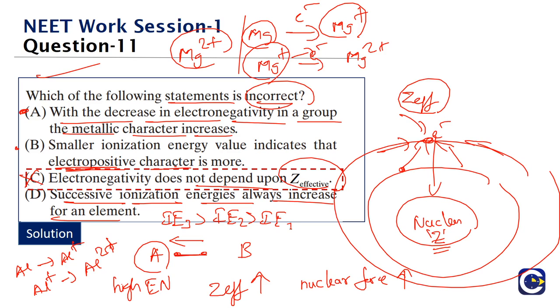So what is the one that is wrong? They are saying electronegativity does not depend upon Z effective. Electronegativity value depends on the Z effective, because for any atom, when the Z effective value acting on the outermost orbit electrons is high, the electrons are under greater influence of the nuclear power. So that is indicative of high electronegativity.